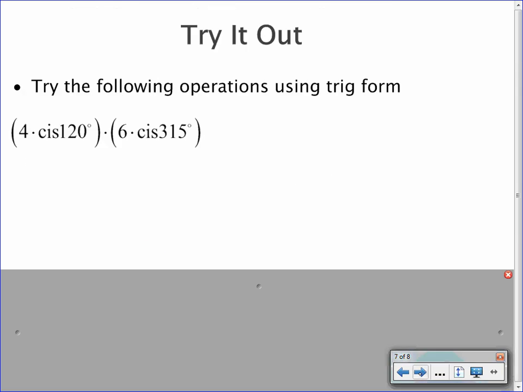First one, I have a product of these two complex numbers. Notice how they are in the shorthand version. Okay. So we're multiplying, which means we take our r's and do what with them? We multiply them, so 4 times 6 is 24. And then what are we going to do with our angles? We're going to add them. So what is 120 plus 315?